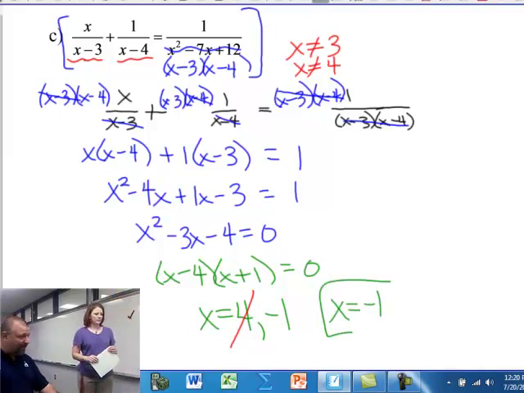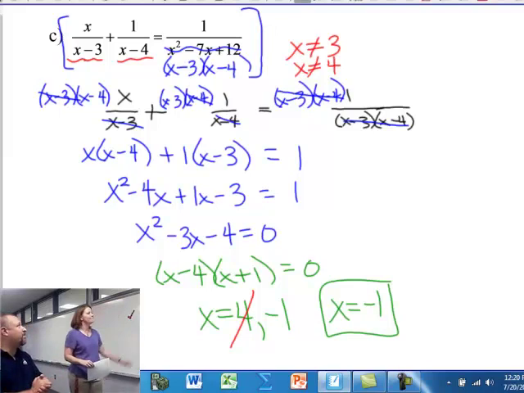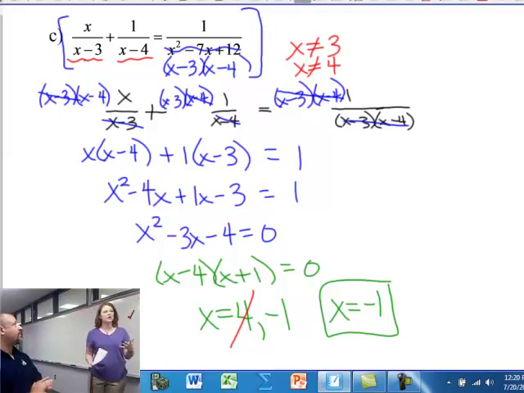We need to see somehow that you got 4 as an answer and you realize it didn't work. That's what we're looking for. This is the easiest way to do it. Crossing it off is good enough. Alrighty, one more example.